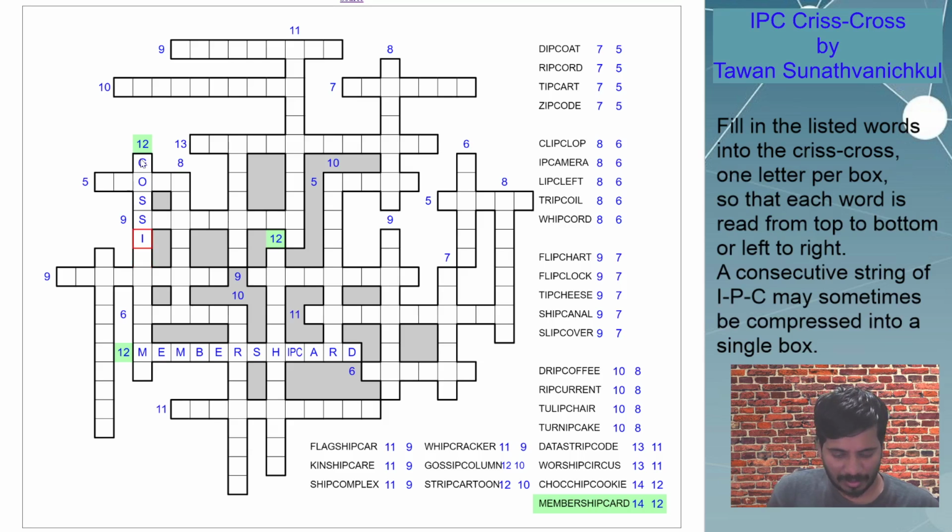And again I know here that IPC should not be compressed because the size is 12 and the word length is 12. So we don't need to compress the word IPC. And we have placed our second word.